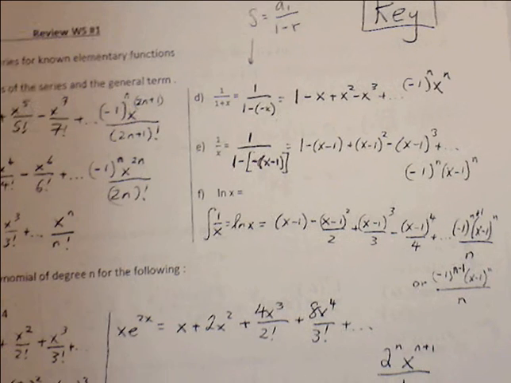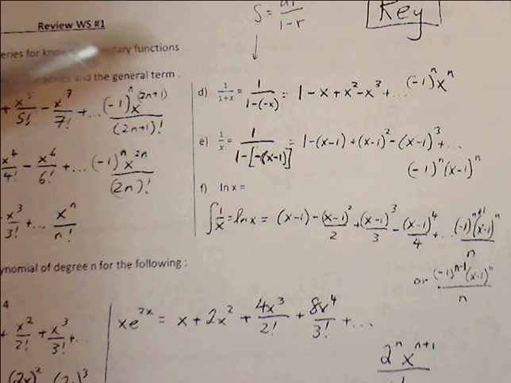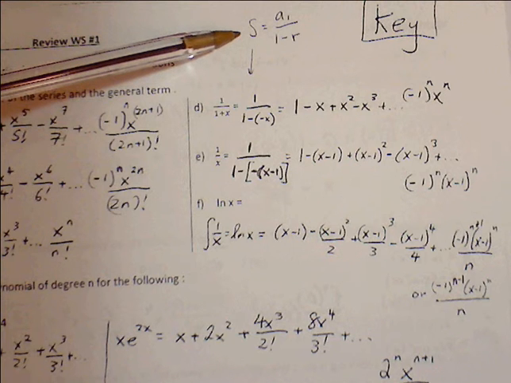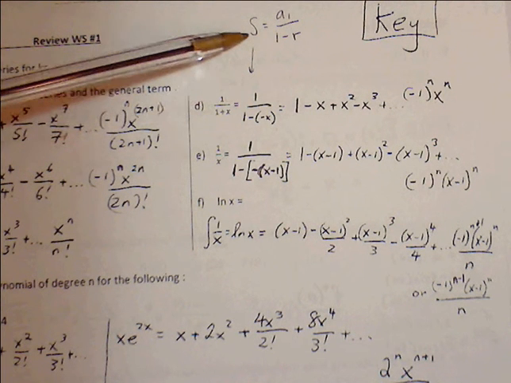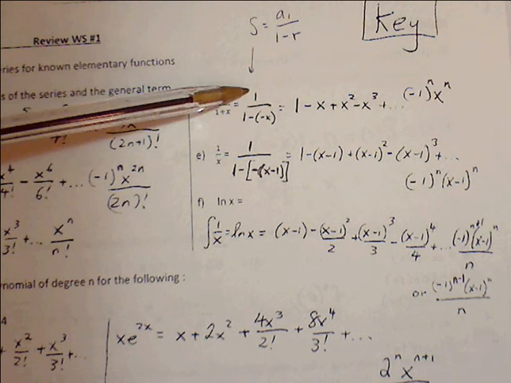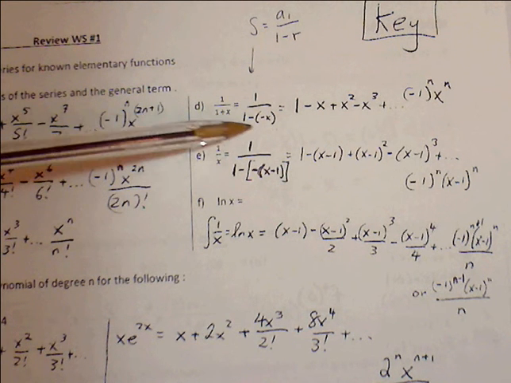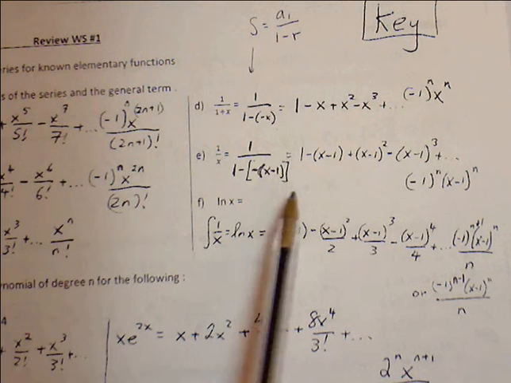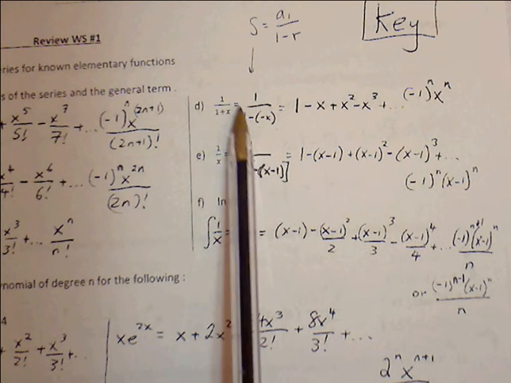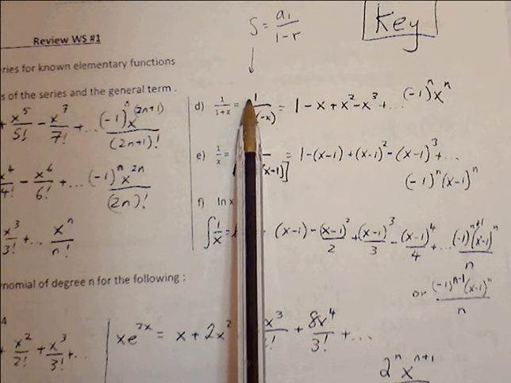Now over here, 1 over 1 plus x, this is actually matching with a geometric series. If we think of it in terms of geometric series, then we can write it in the form of 1 over 1 minus negative x. If we write it as 1 minus negative x, then we can think of negative x as the ratio, and a sub 1 is the first term.